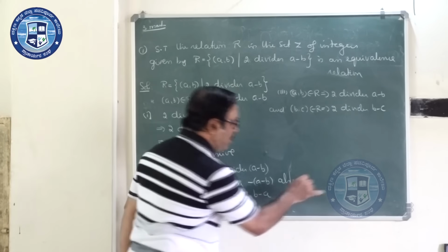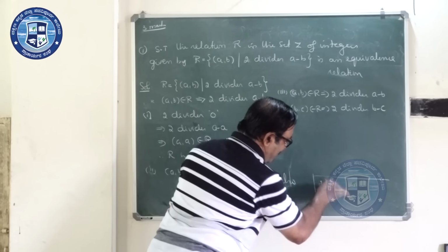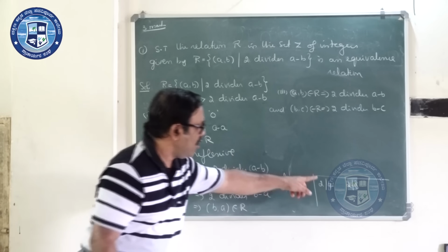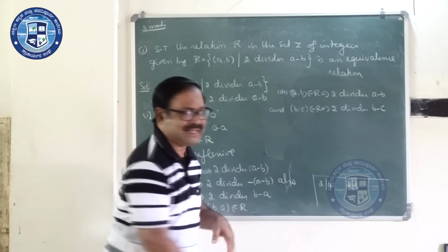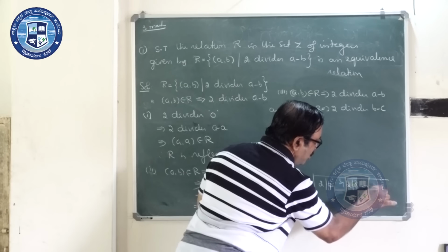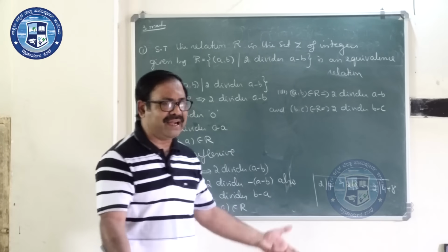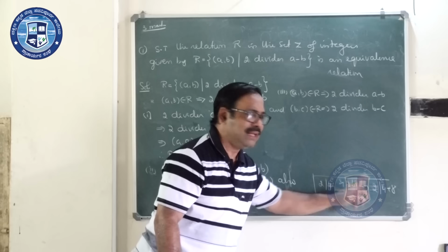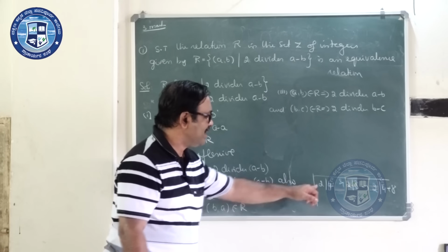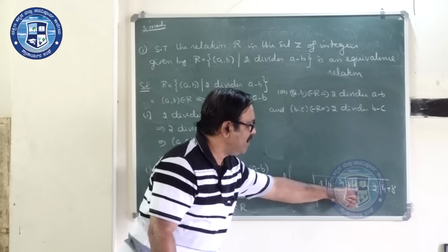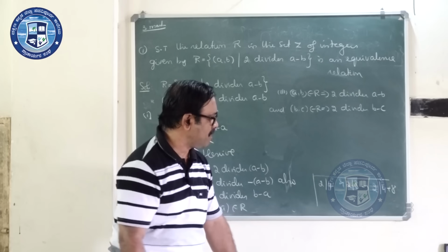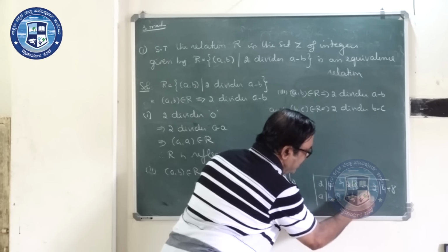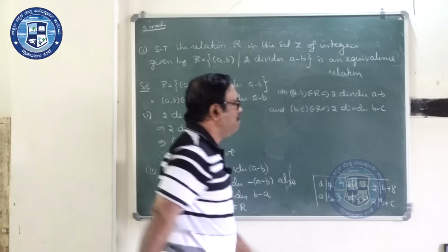Now once again recall. See, we have 2 divides 4. Agree with me? Yes. 2 divides 8. Correct? Always 2 divides 4, always 2 divides 8. Can I say 2 divides 4 plus 8? Definitely. What is 4 plus 8? 12. And 12 is divisible by 2. Therefore 2 divides 12. So 2 divides 4 and 2 divides 8, so 2 divides 4 plus 8. I am giving a general idea. A divides B and A divides C, then A divides B plus C.